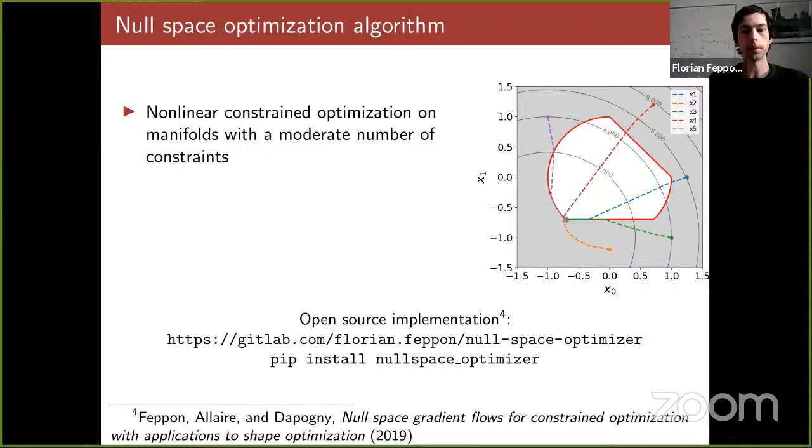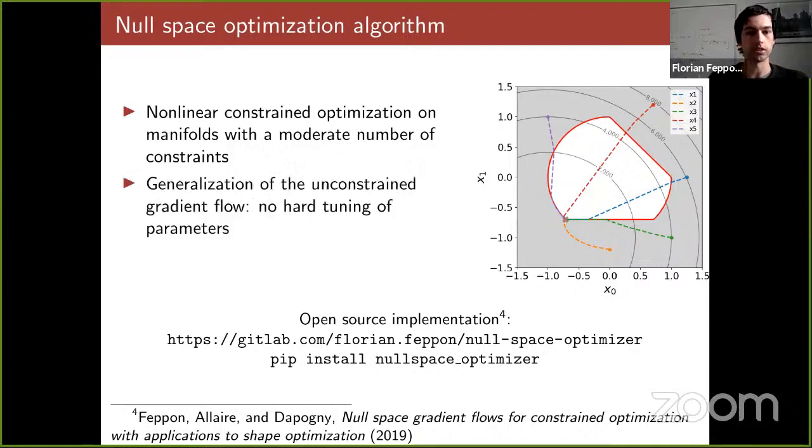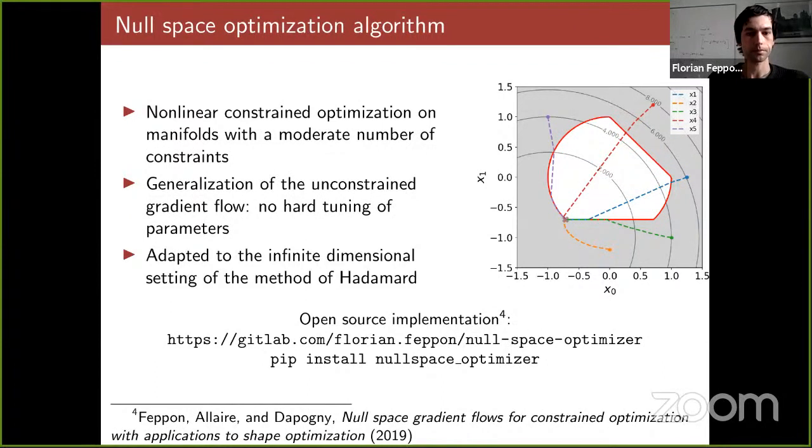There is an implementation that is freely available, and there is also a paper that you can check if you are interested. Briefly, it's the generalization of an unconstrained gradient flow. And because we are solving an ODE to solve the optimization problem, we don't need to tune the algorithm parameters too much.